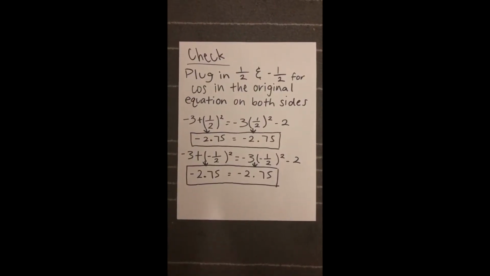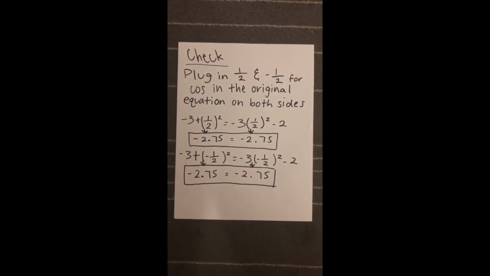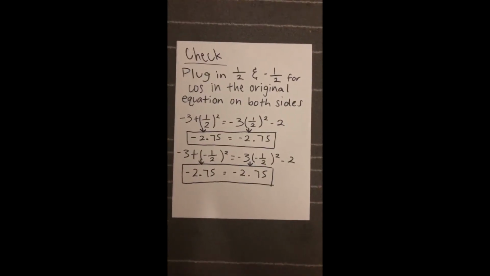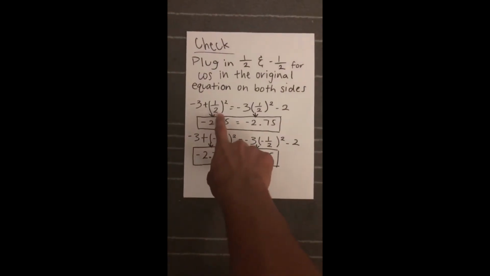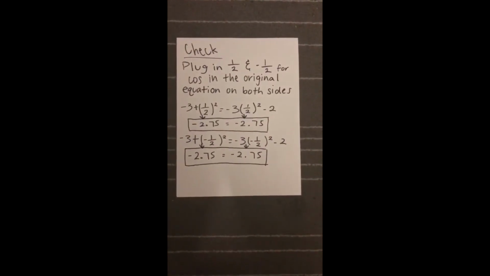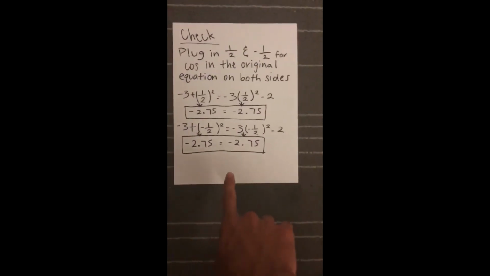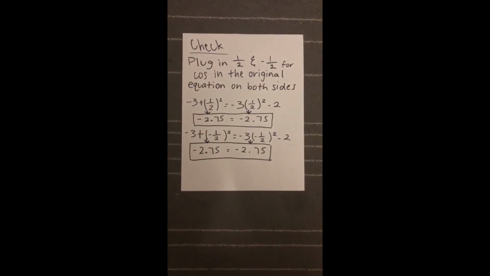For the check, we plug in 1/2 and -1/2 for cosine in the original equation on both sides, and then plugging them in right here and here, we get -2.75 on both sides, and the same goes for the -1/2, and they come out equal, proving that we got them correct.